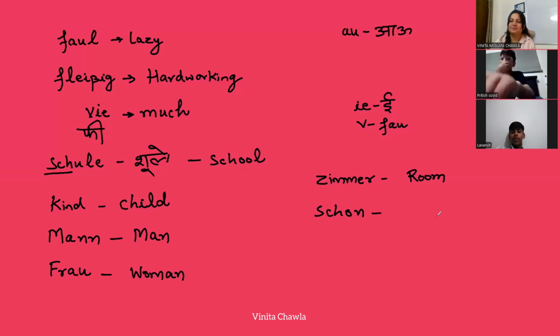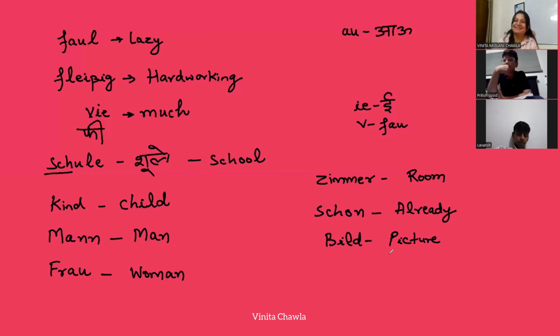Schon. Schon means already. One more word. How will you pronounce it? Bild. Bild means picture.